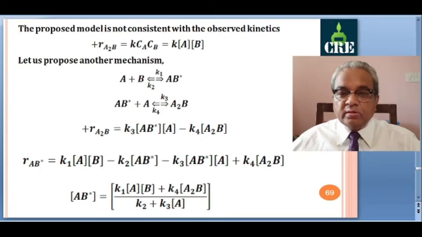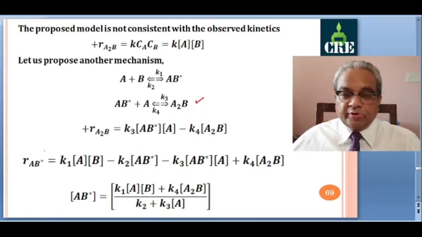So A plus B giving you AB star, plus A gives A2B, where this AB star is an intermediate. So the rate of formation of A2B, it appears in this second reaction, K3 AB star A formation. So plus sign, it is disappearing by this reverse reaction. So minus K4 concentration of A2B.